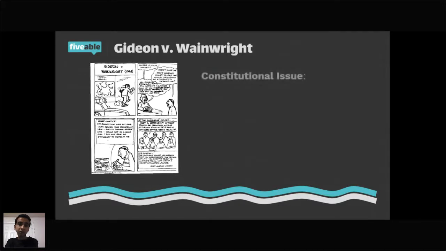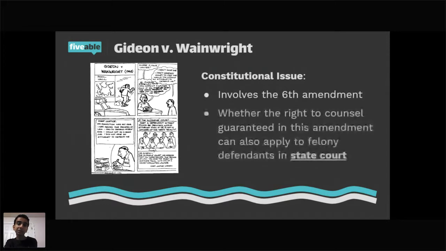So the constitutional issue here involves the Sixth Amendment, and it's whether or not the right to counsel guaranteed in this amendment can apply to felony defendants in state court. With the Supreme Court, basically public defenders are there. So you will get a public defender if you cannot afford a lawyer at the Supreme Court. However, this one has to deal with the state court.